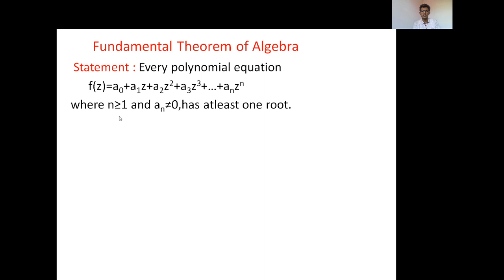Clearly this is non-constant. If n is equal to 0, then this may be constant. N greater than or equal to 1 means the minimum is a polynomial equation of degree 1. So every polynomial equation f of z equal to a0 plus a1 into z plus a2 into z square plus so on up to an into z power n, with n greater than or equal to 1 and an not equal to 0, has at least one root. And you can prove that it has exactly n roots. Every nth degree polynomial equation has exactly n roots. The roots may be real or complex.